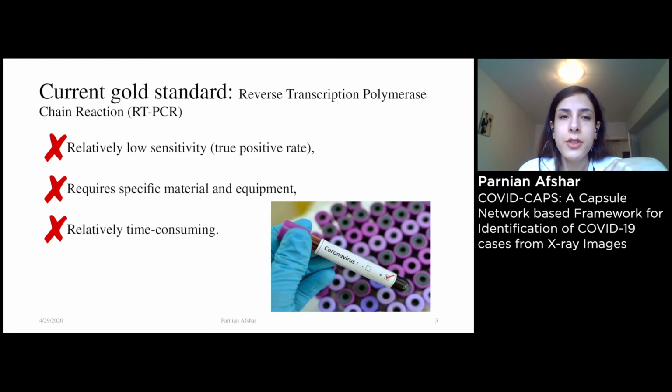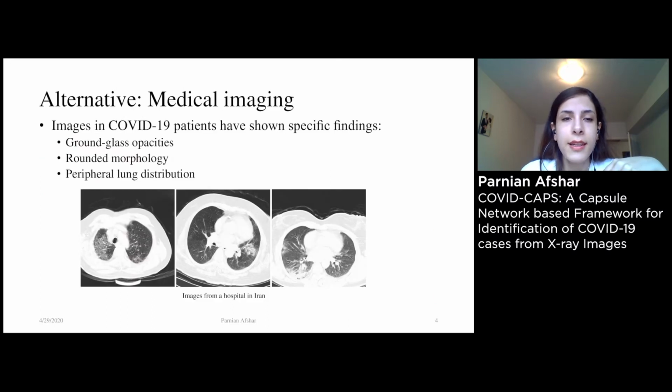So an alternative to this test is medical imaging. Studies have shown that images in COVID-19 patients have some specific findings. For example, COVID-19 infections have ground glass opacities. They tend to have rounded morphology, and they tend to have peripheral line distribution. So as you can see in these images from a hospital in Iran, from 3 different patients having COVID-19 cases, the infections are mostly ground glass and they have rounded morphology.